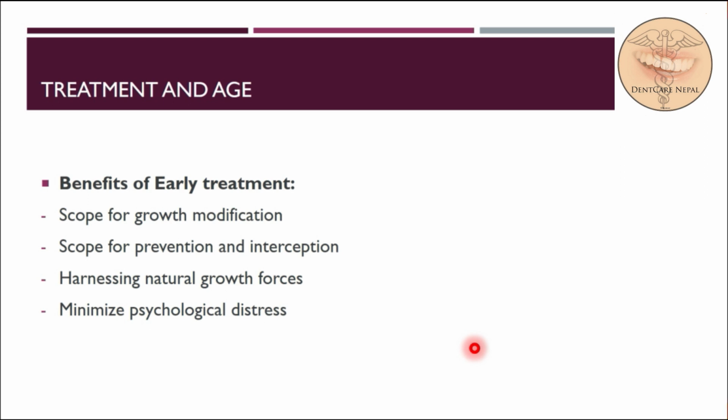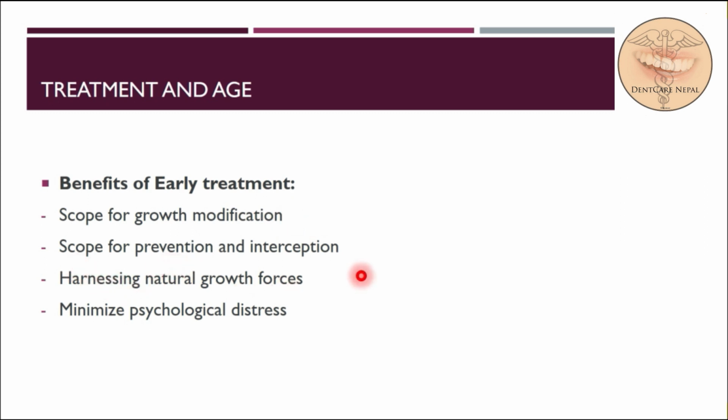In adult patients, the changes can be brought about only by the movement of the dentition, either surgical or by tooth movement. But in the case of growing patients, there is scope for growth modification and harnessing natural growth forces. Teeth tend to migrate mesially. So if the first molar is extracted during the growth stage, the second molar will migrate into the first molar space. So that is the benefit of early treatment.